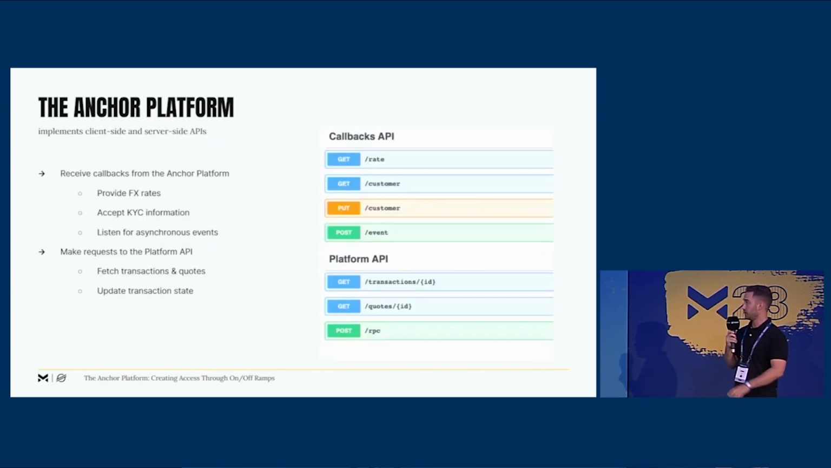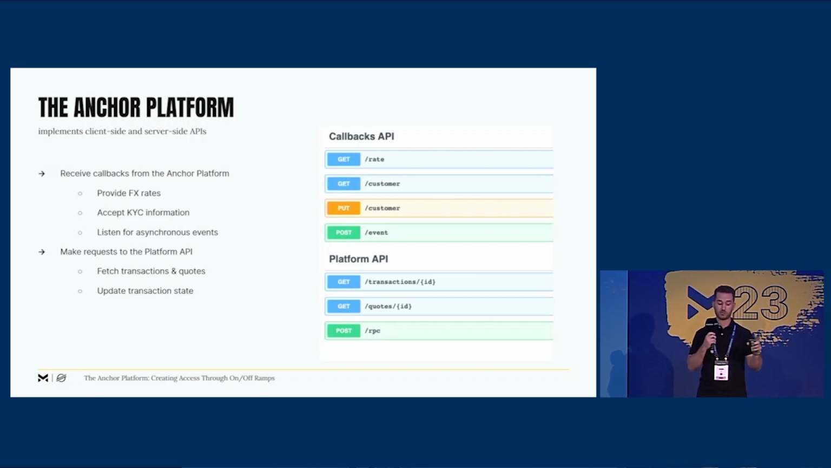Okay, so from an interface perspective, everybody is somewhat familiar with the Stellar ecosystem protocols and their APIs, but what you might not know is what the interface looks like for the business. So here on the right side is the set of endpoints that the business has to integrate with or implement in order to communicate back and forth with the Anchor platform. There are two sets of APIs. There's a callback API, which is thought of as a client-side API. It's when the Anchor platform needs information or is going to provide information to the business.